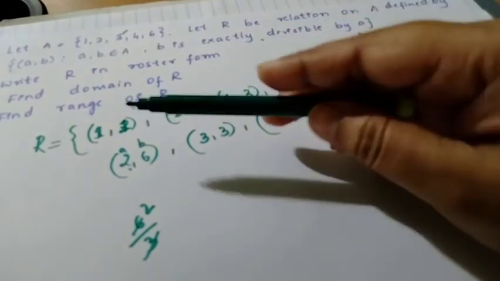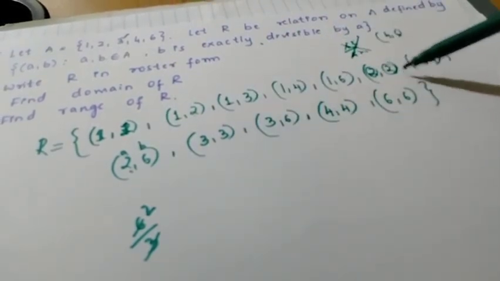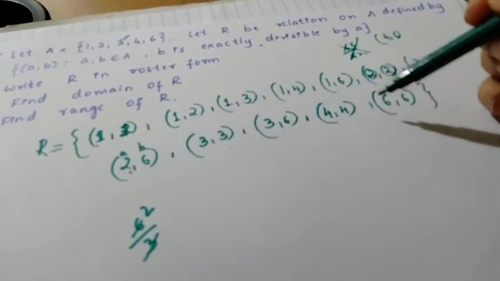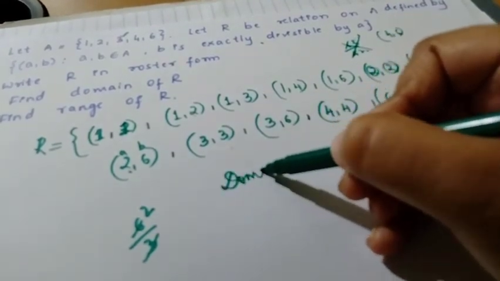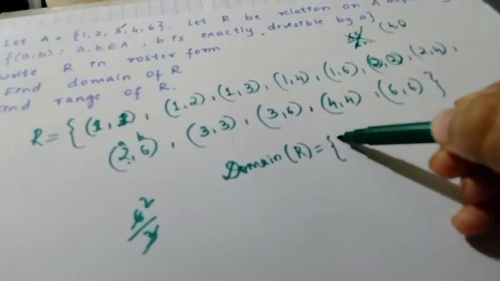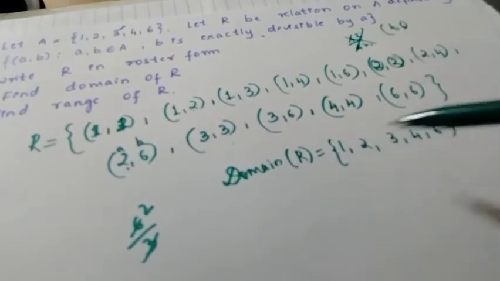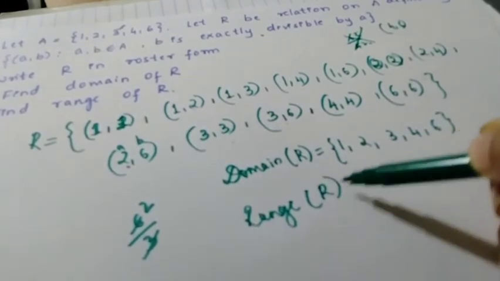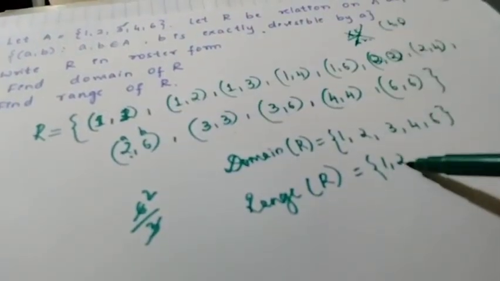Clear? So these are the elements: (1, 1), (1, 2), (1, 3), (1, 4), (1, 6), (2, 2), (2, 4), (2, 6), (3, 3), (3, 6), (4, 4) and (6, 6). So domain they have asked. Domain of R will be equal to what? The set of first elements, do not repeat: {1, 2, 3, 4, 6}. Range of R will be equal to what? Again, set of all: {1, 2, 3, 4, 6}.